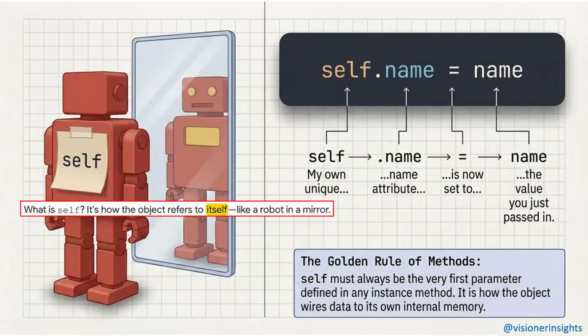Now, you probably saw that weird keyword in there, self. What on earth is that? Well, it is absolutely crucial. Self is how an object talks about, well, itself. It's like a robot looking in a mirror. So when the code says self.name equals name, it's telling that one specific robot instance, hey, take the name that was just given to you and store it in your own personal name variable. It's how each object keeps its data separate from every other object.